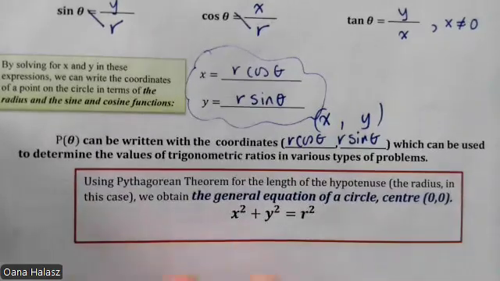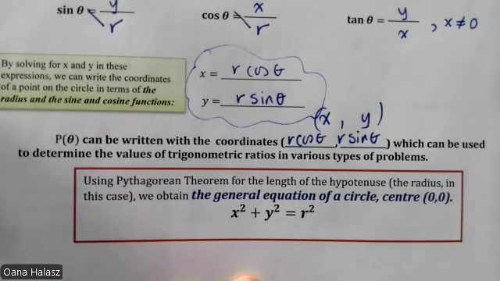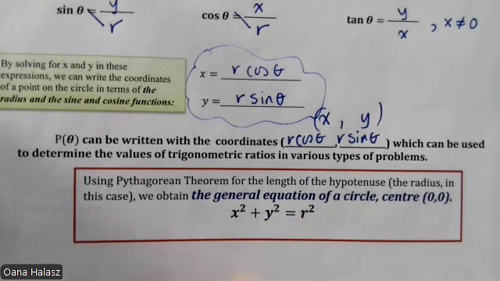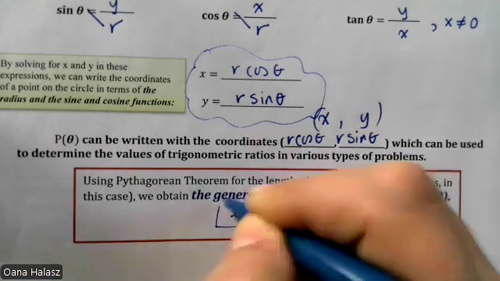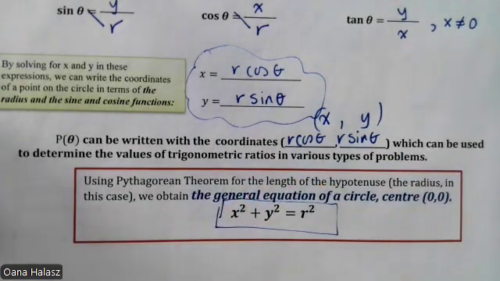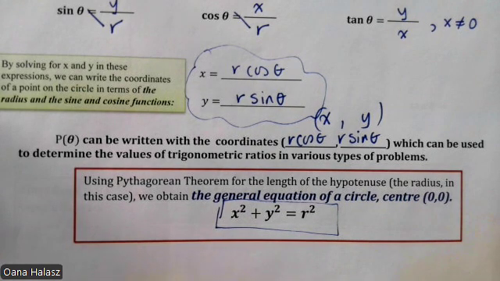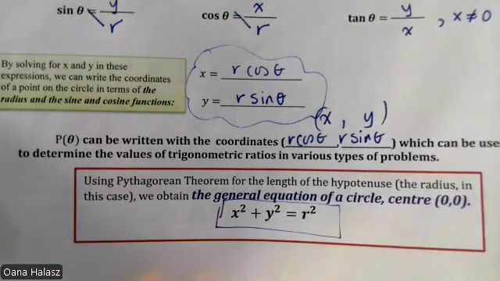And we can write the equation of the circle with a center of 0, 0 as x squared plus y squared equals r squared. And that is represented for any circle of any radius, but it has to be with a center at 0, 0.